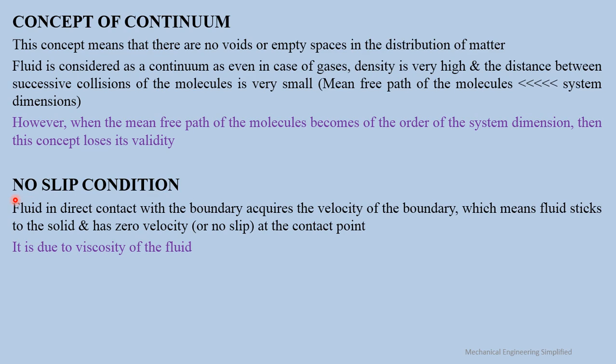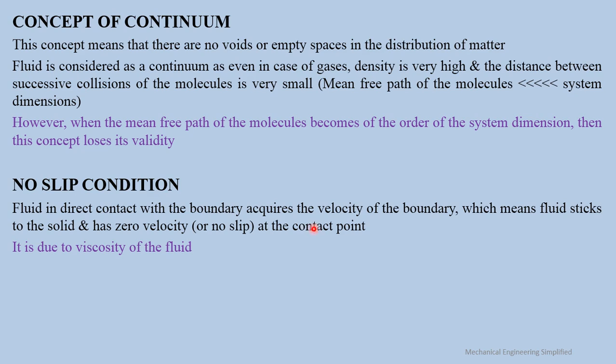Then another major condition which is very frequently used in fluid mechanics is the no slip condition. What is it? Fluid in direct contact with the boundary acquires the velocity of the boundary, which means the fluid sticks to the solid and has zero velocity or no slip at the contact point. That means the fluid sticks to the solid boundary, and this zero velocity is not always there, it means that it acquires the velocity of the boundary. If the boundary is stationary, then the fluid also has zero velocity, but when the boundary moves with a certain velocity, then the fluid also moves with that velocity.